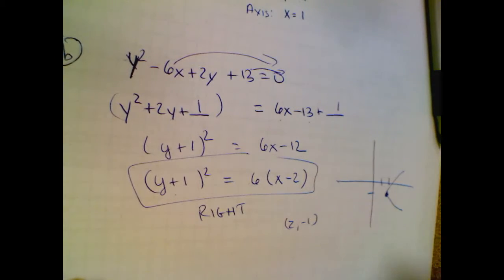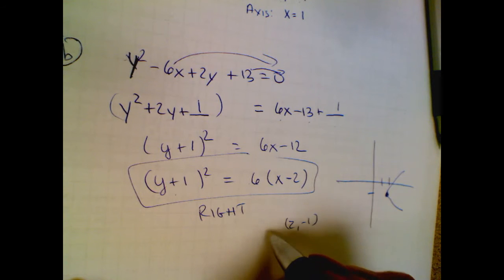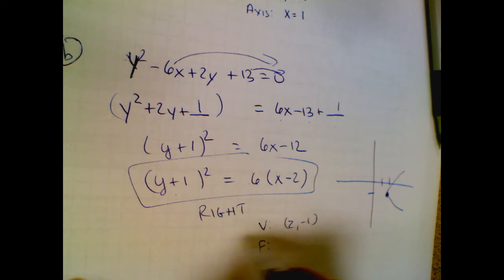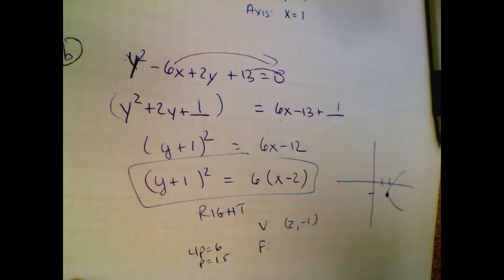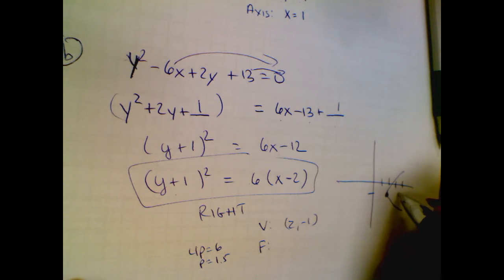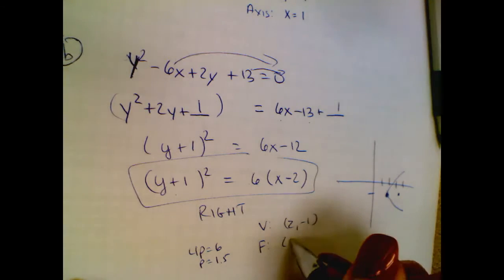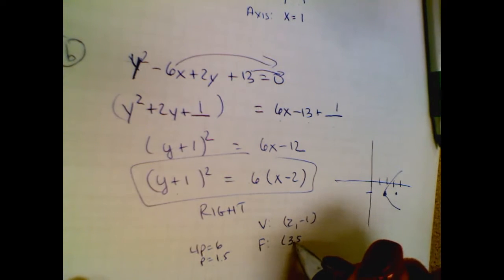So we know it's going this way. So this is your vertex. Your focus is going to be found by taking 4p equal to 6, and p is, looks like 6 fourths, 3 halves, 1 1/2. So we're going to go 1 1/2 to the right. So that looks 3 1/2, 3.5, -1.